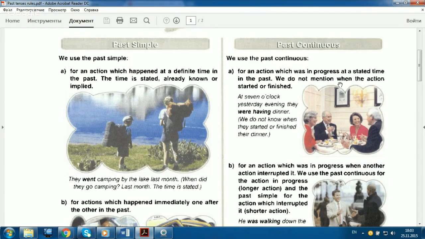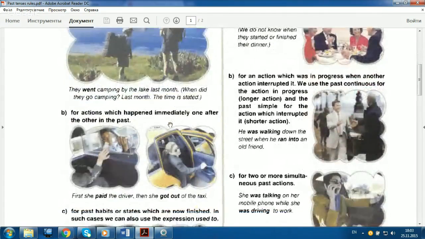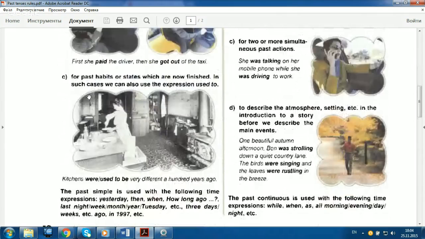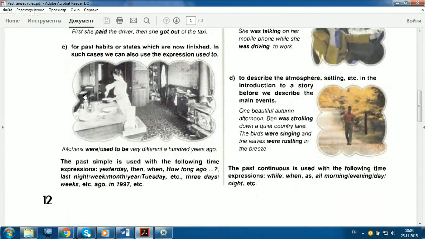The first one, you can look at the example about camping, and actually what we want to express in this sentence is that it happened at a specific time and it is finished, and we say the definite time when it happened, and that's why we finish the action, because we tell the time. The next example, about a lady in a car, shows that the actions happened immediately one by one. And the last one is actually past habits. In this rule, we can use used to or past. We can see that the kitchen used to be quite different many years ago.